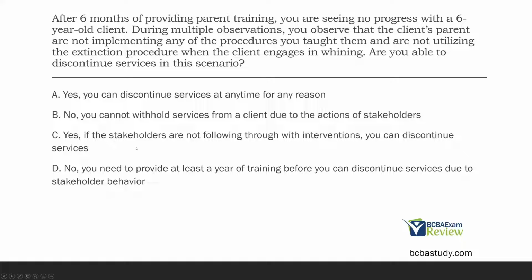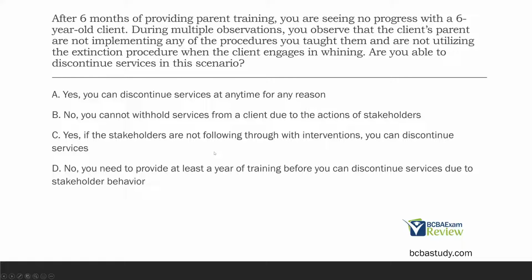C, yes, if the stakeholders are not following through with interventions, you can discontinue services. C is correct, okay? If the stakeholders, after 6 months, are refusing to do what you ask them to do, they're not on board, they're not complying with interventions, they're not following through, you have every right in the world to start to transition that client out because you are starting to tread water, right? Waste your time when we could be helping somebody else. We're holding the stakeholder accountable for our services as well. The new ethical code says this is acceptable.